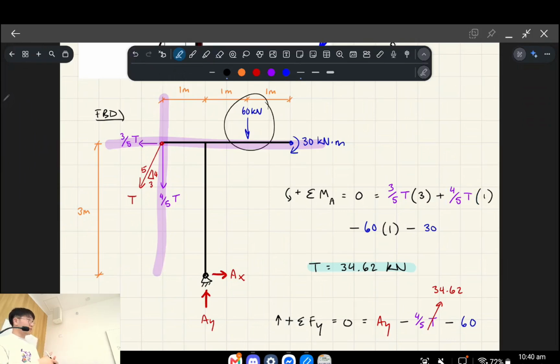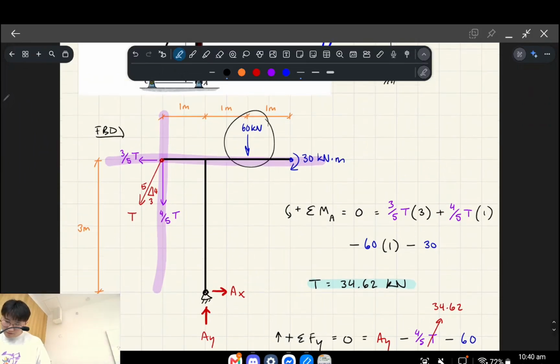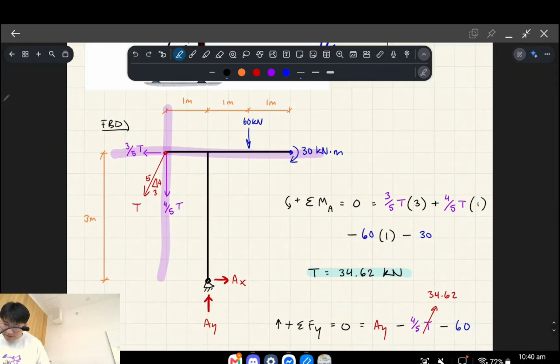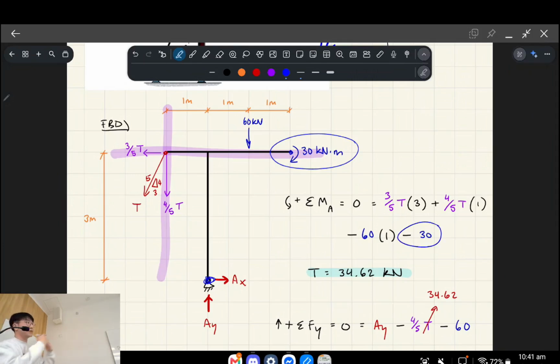Next is 60, which goes clockwise, so it's negative, and it's got a lever arm of 1. So everything makes sense so far. Now the last thing is, how do we treat this point moment? And the answer is that a point moment, no matter where your reference point is, will always just be something that you add or subtract when you're considering the equilibrium of the whole structure. So that 30 specifically is negative because it's going clockwise, and therefore subtracted.